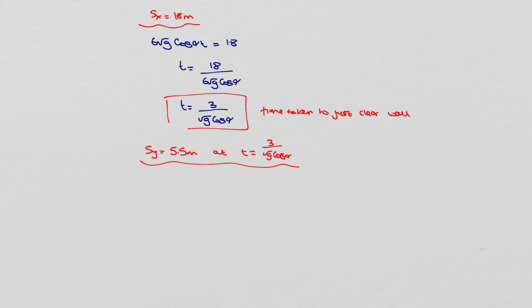So if I sub my time into my equation, 6 root g sin alpha t minus a half g t squared, I'll end up with an equation in terms of alpha.